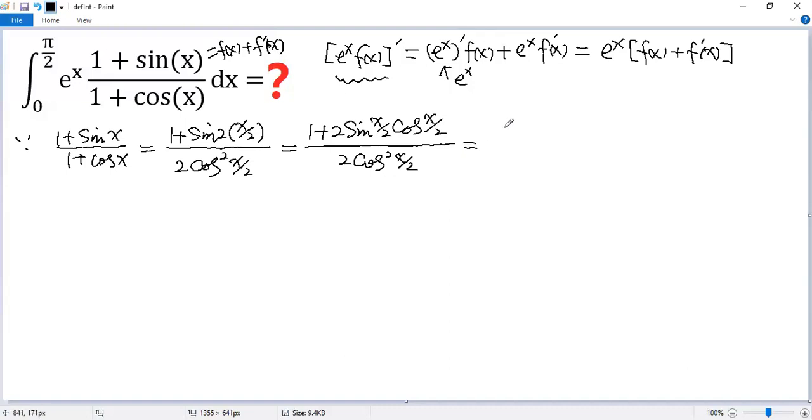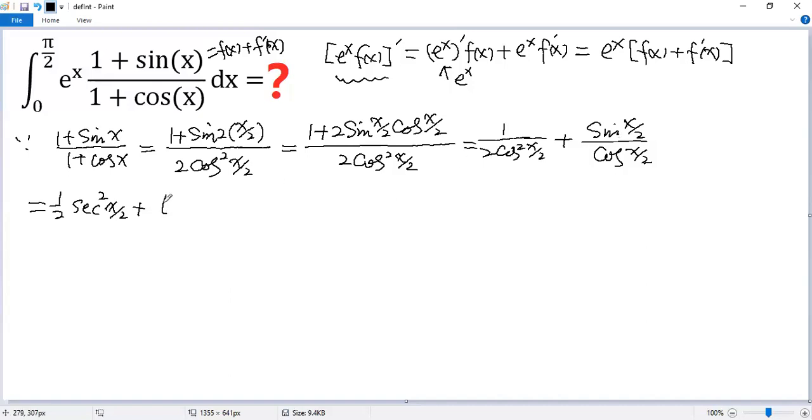We break it into two fractions. The first one is 1 over 2 cosine half x squared. For the second, cancel the 2 and cancel one cosine half x. So we get sine half x over cosine half x. We know secant is the reciprocal of cosine. So we get half secant half x squared plus sine over cosine, which is tan x over 2.